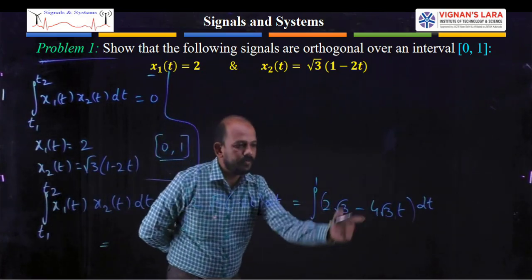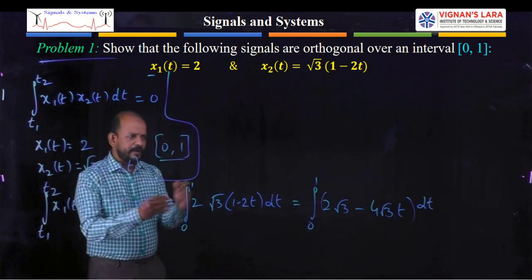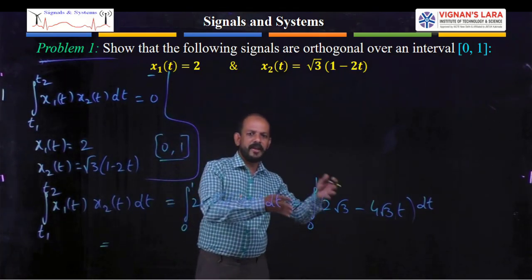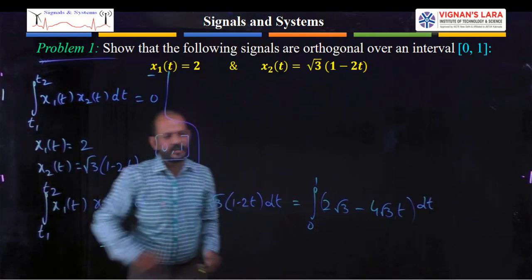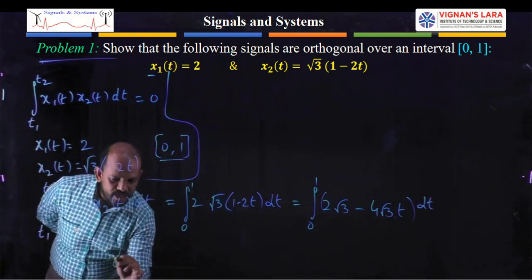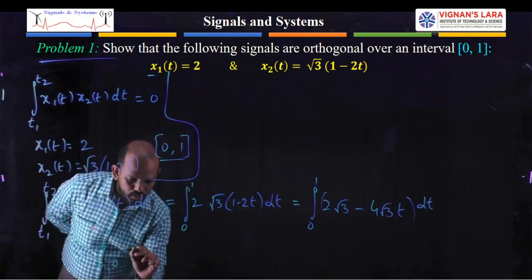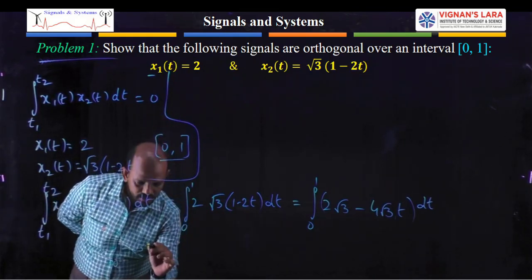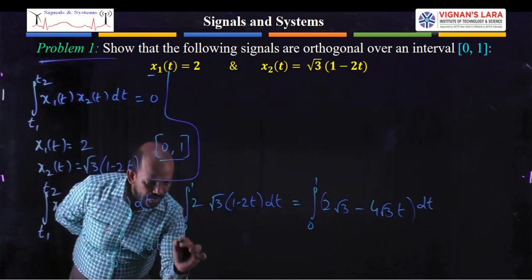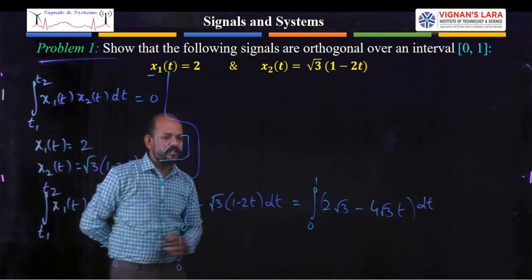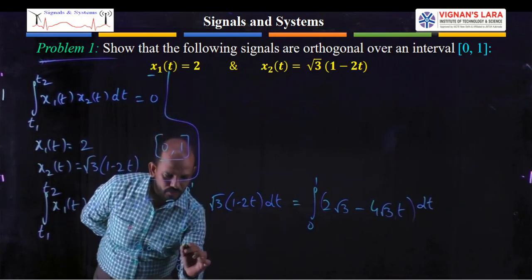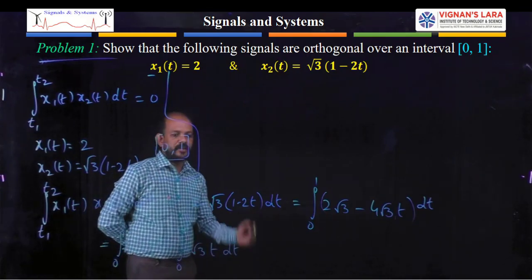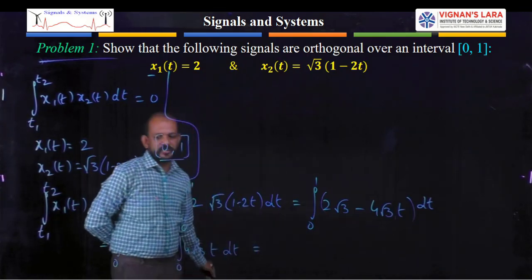So for that, you can separate those two. Integral of a minus b dt is integral of a dt minus integral of b dt. So you can write like this. So what is the answer? Integral 0 to 1, 2 root 3 dt minus integral 0 to 1, 4 root 3 t dt. Okay, I separated. That will be equal to, what's that one?